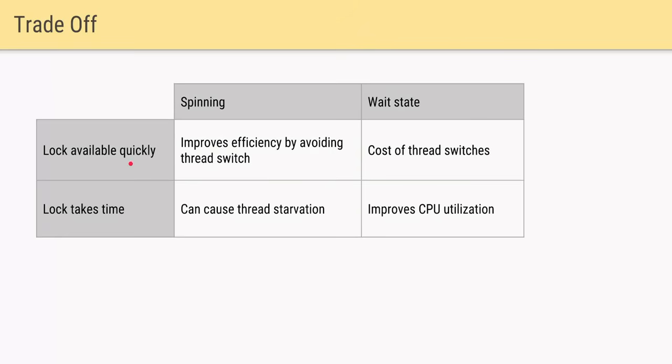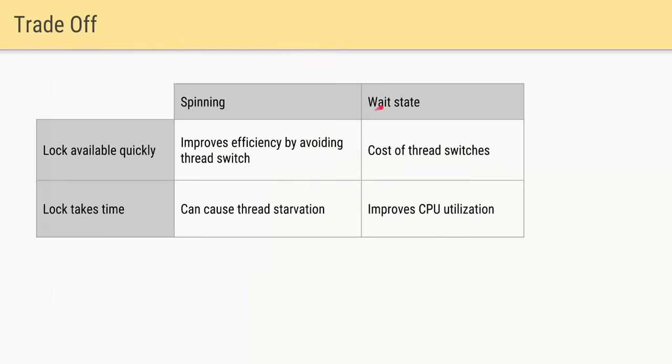But as we saw, it comes with a trade-off. If the locks are available quickly, then the spinning makes more sense because you're avoiding the thread switches. But if your lock takes more time, then your thread will keep on trying to acquire the lock again and again. So let's say in case of a database operation, we use this concept of spinning. Then for 300 milliseconds or so, when the IO operation is happening, the thread will keep trying to acquire the lock. No other thread is allowed to work on that CPU core. That concept is called thread starvation.